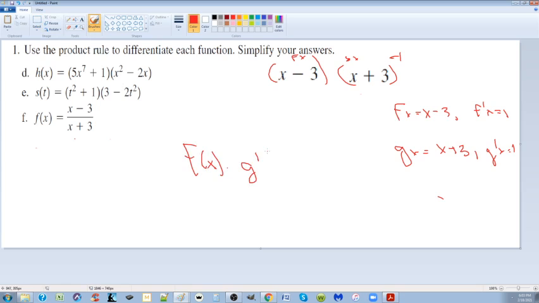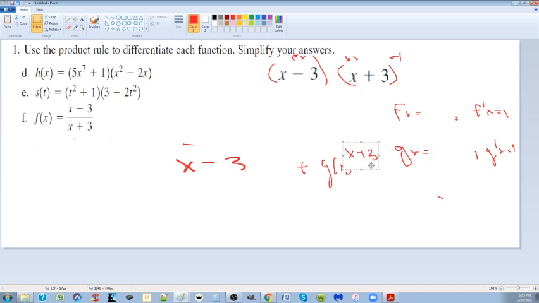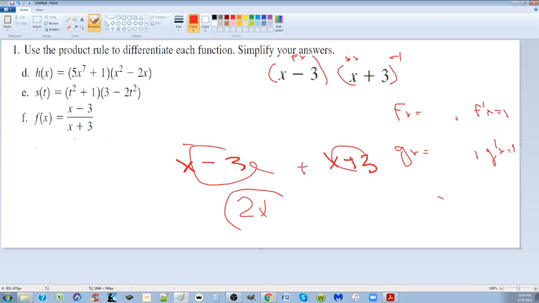And I wish I just kept a copy of the product rule. Because the derivatives are just 1s, I can pretty much get rid of them, and I'm going to be left with this plus this. Well, what's x plus x? 2x. What's minus 3 plus 3? 0. So that's it. That's the derivative of that function.